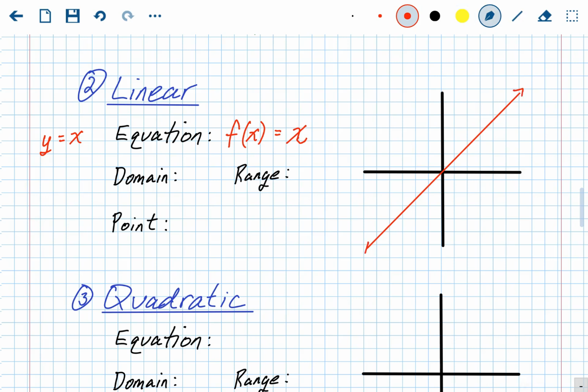And again, we know from the linear unit that the domain of a linear function is all real numbers, and the range of a linear function is also all real numbers. So you go as far left as you want, as far right as you want, as far down, and as far up, and there's going to be a point somewhere. All right, now the important point for a linear function is going to be the origin, (0, 0).